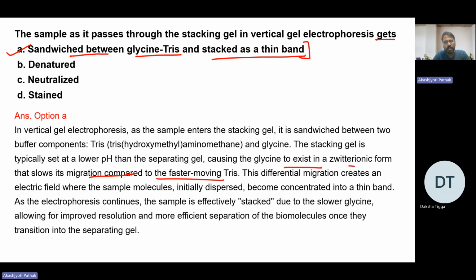Now, the differential migration creates an electric field where the sample molecules, initially dispersed, become concentrated into a thin band. In your stacking gel, when the sample passes through, it gets concentrated in a thin band. Why? Because it is getting sandwiched between the chloride and the glycine molecules.